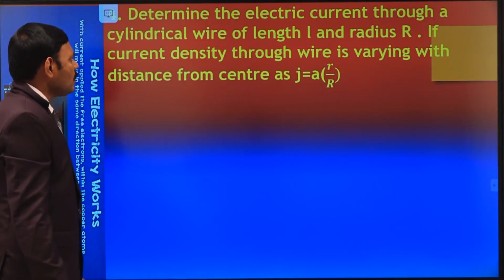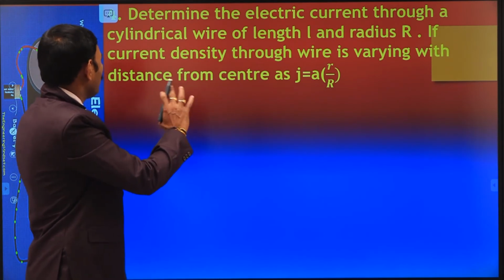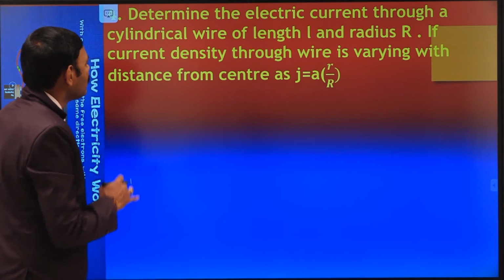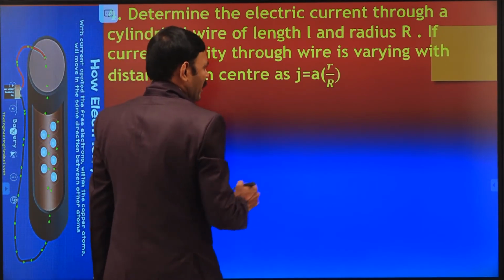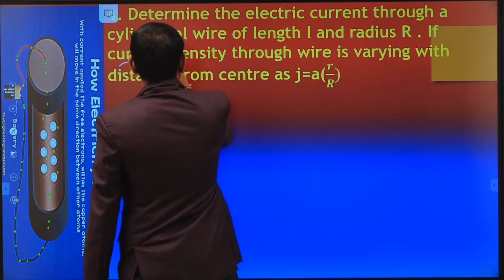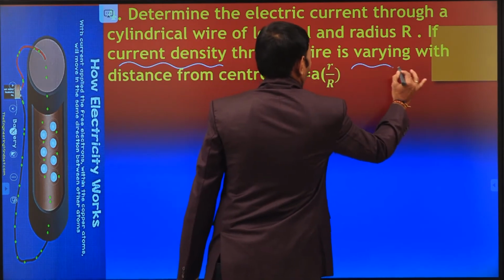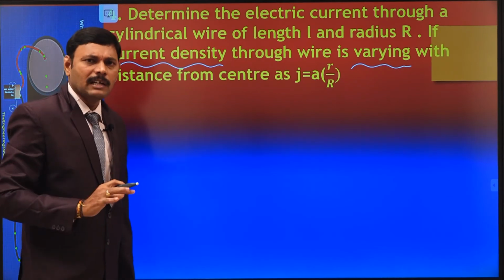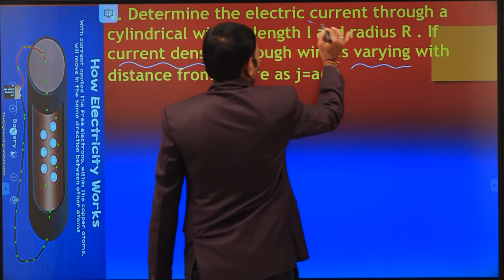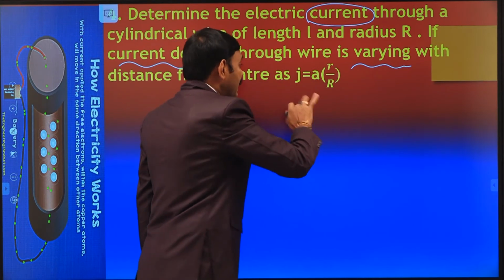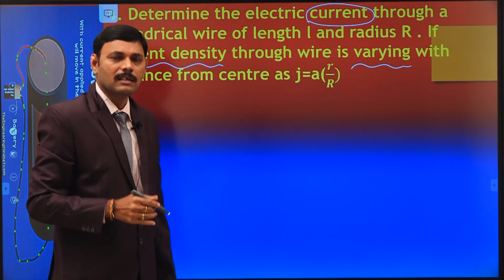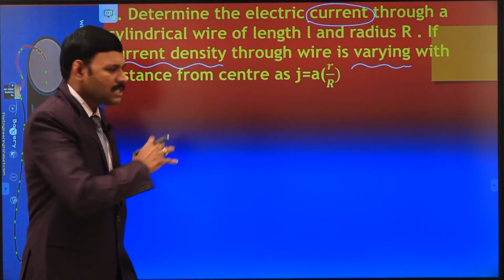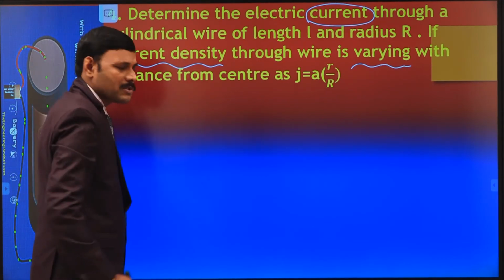Here, determine the electric current through a cylindrical wire of length L and radius r if the current density through the wire is varying with distance. A very highlighted point is that the current density is varying. That is important. In the previous problem, we calculated the current. So the problem is the same, but the data is different. We calculated the current when current density is constant through the given cylinder. This is a very important moment for examinations.